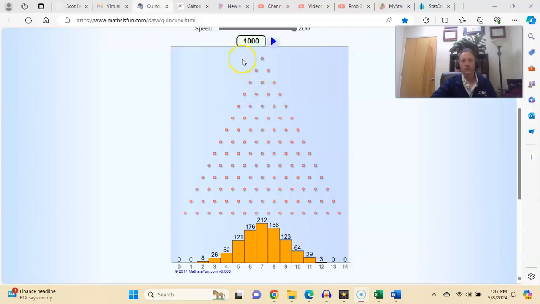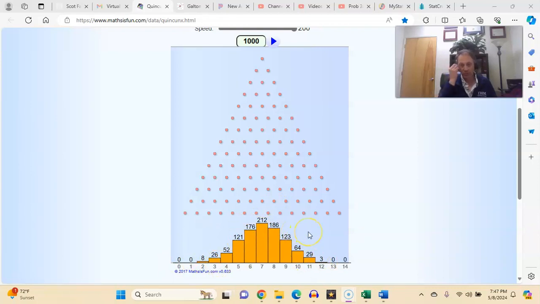All right, so believe it or not, I actually paused and let this go to 1,000 trials, or 1,000 samples, I should say. 1,000 samples of 14 trials each. And this is how the distribution turned out. As you can see, it is quite a nice bell-shaped curve.